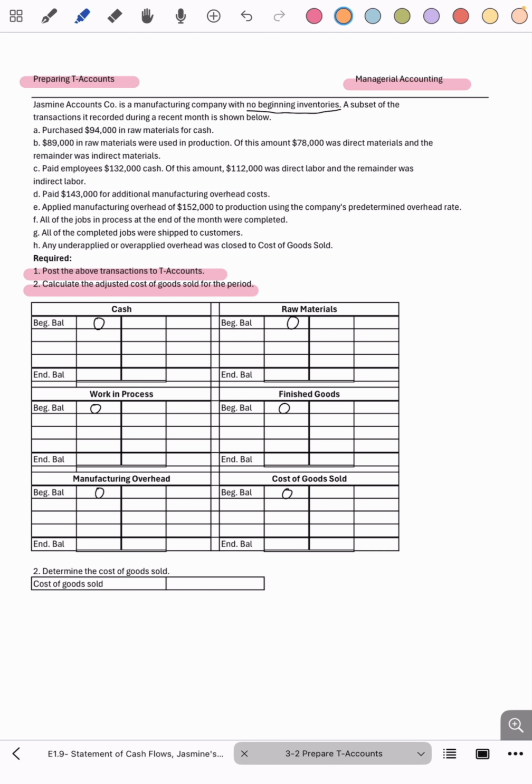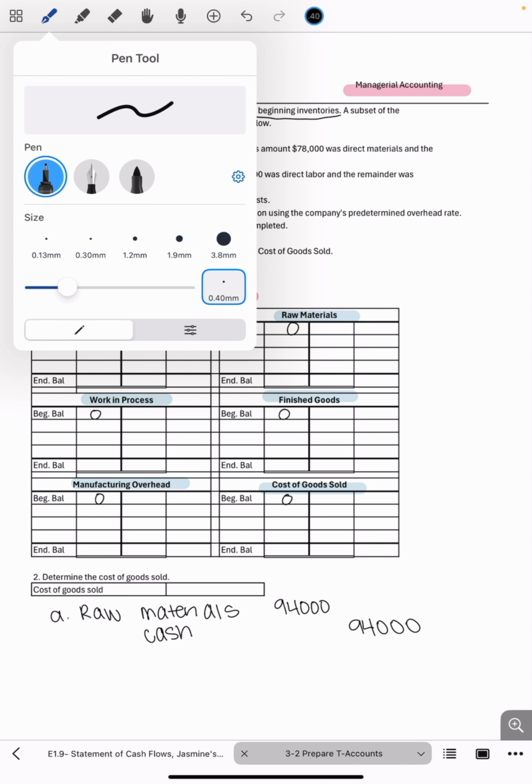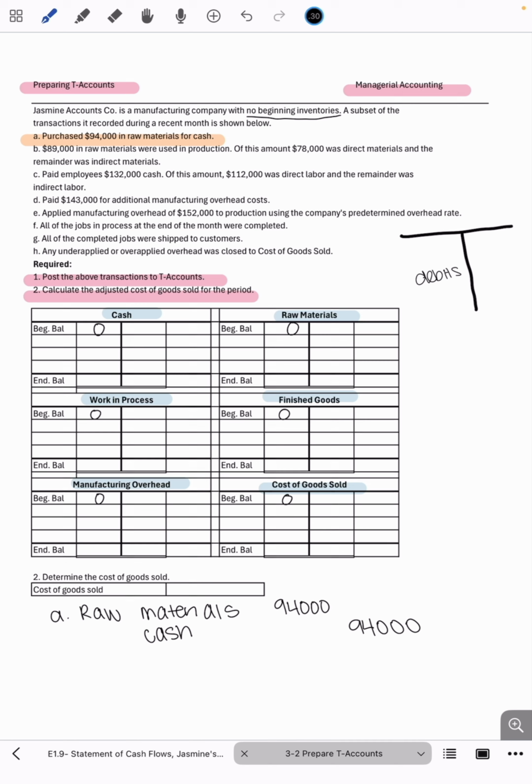Okay, so starting with A, it says we purchased $94,000 in raw materials for cash. I'm gonna write the journal entry for it and then record it to show you guys how that correlates. So when we purchase that raw material, that means our raw materials would get a debit for that $94,000, and then cash would get the credit, since that's what we use to buy the materials. So for A, we have raw materials getting the debit really quickly. All right, so we have debits on the left and we have credits on the right. So raw materials, we will put that debit on the left side of this for that $94,000, and then for cash we'll do $94,000 on the right side to show that credit.